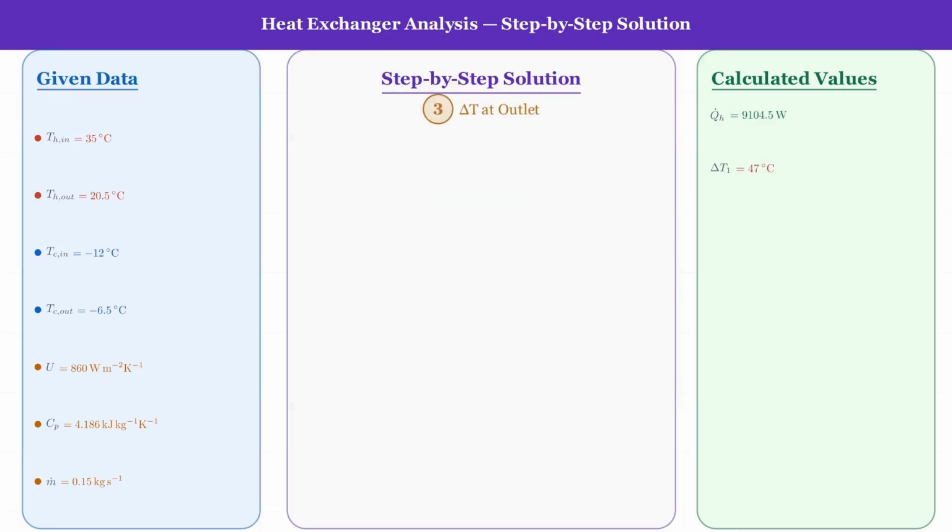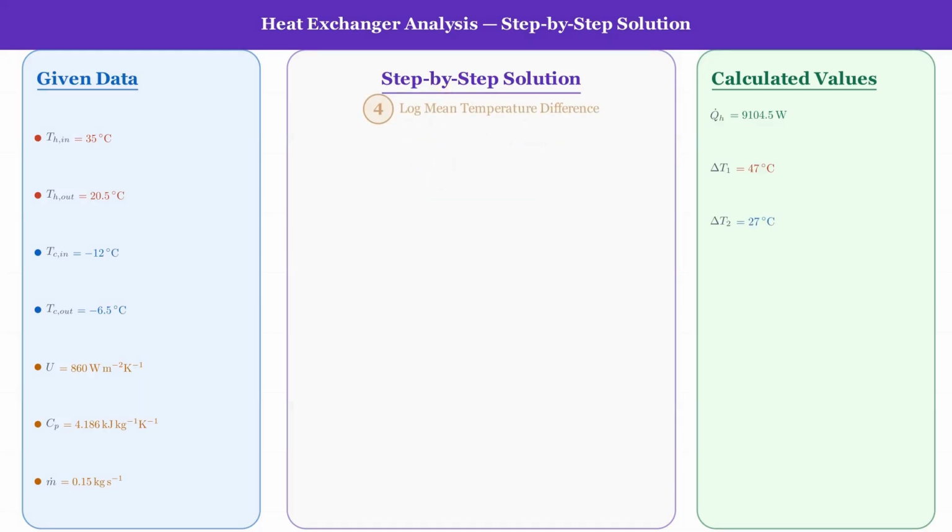Step 3. The temperature difference at the outlet end. As both streams travel through the exchanger, the hot stream cools and the cold stream warms. By the outlet, the temperature gap between them has narrowed significantly. Delta T2 equals TH out minus TC out, which is 20.5 minus negative 6.5. Delta T2 equals 27 degrees Celsius. The driving force has decreased from 47 degrees at the inlet to 27 degrees at the outlet. This spatial variation in temperature difference is the fundamental reason we cannot use a simple arithmetic mean. We require the logarithmic mean.